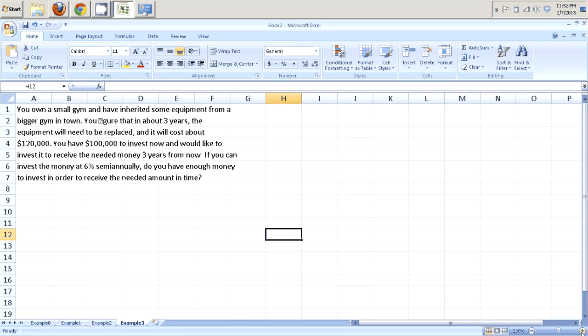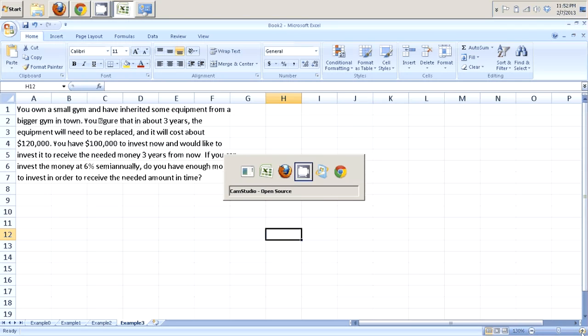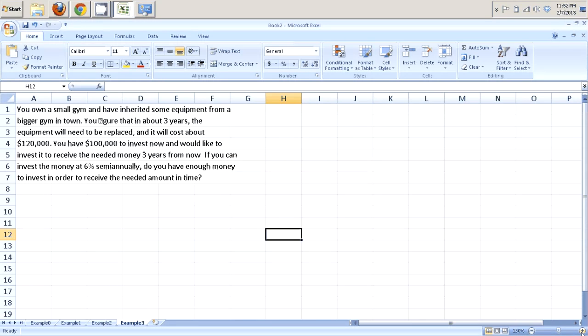You own a small gym and have inherited some equipment from a bigger gym in town. You figure that in about 3 years, the equipment will need to be replaced and it will cost about $120,000. You have $100,000 to invest now and would like to invest it to receive the needed money 3 years from now. If you can invest the money at 6% semi-annually, do you have enough to invest in order to receive the needed amount in time?